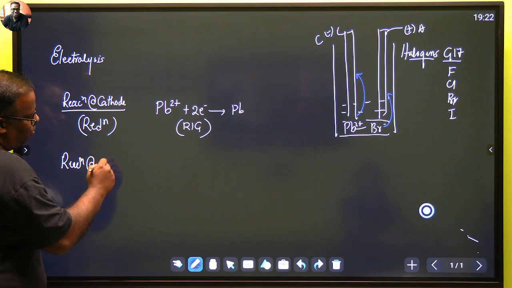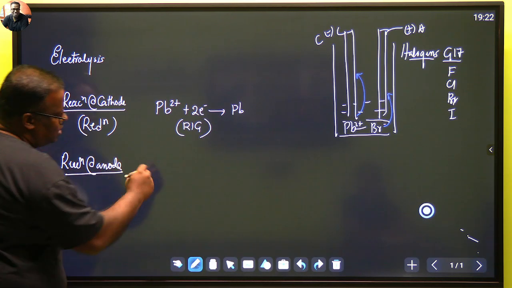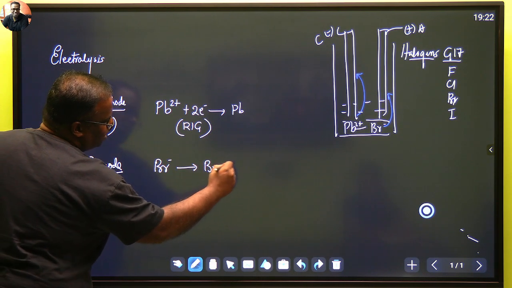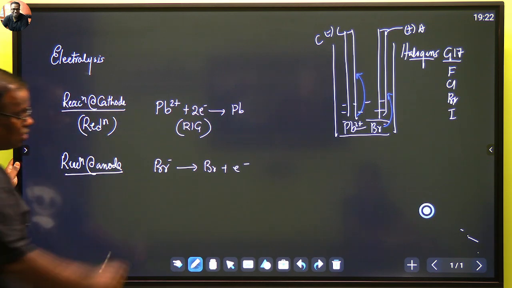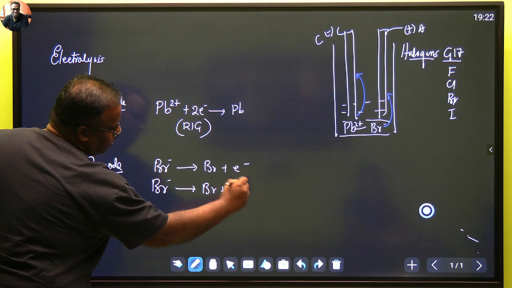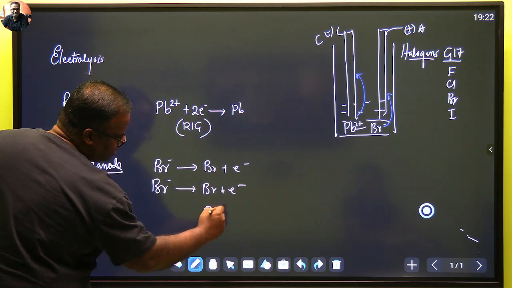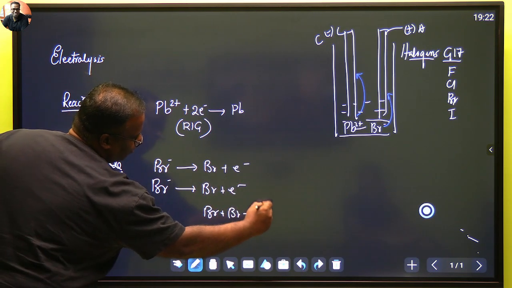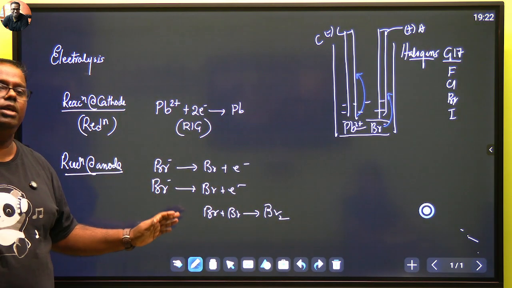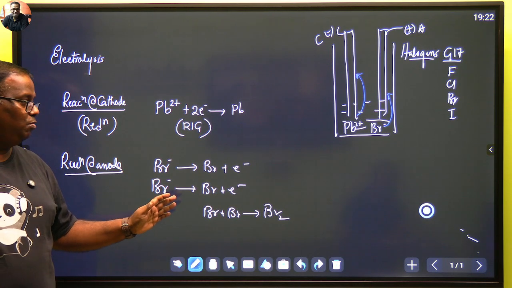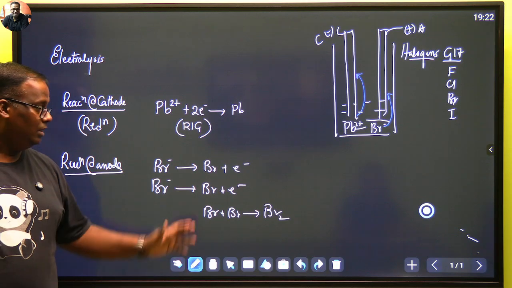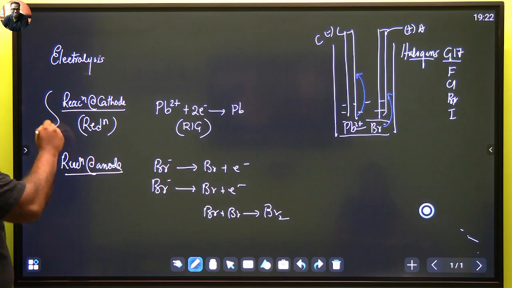The reaction at the anode is Br minus will lose 1 electron to form Br. Similarly, there will be another Br minus which will also lose an electron and become Br. These two Brs will then combine and form Br2, which is bubbling out at the anode. Clear? Hey, you're not angry with me, na? Don't be angry. Br plus Br becomes Br2. Have you understood?